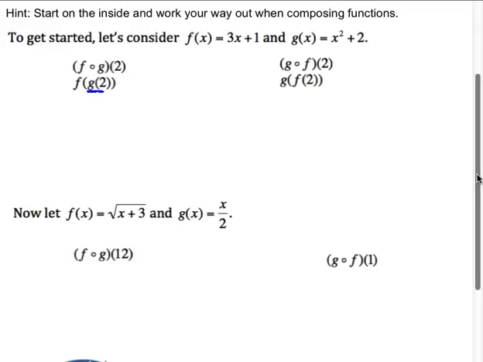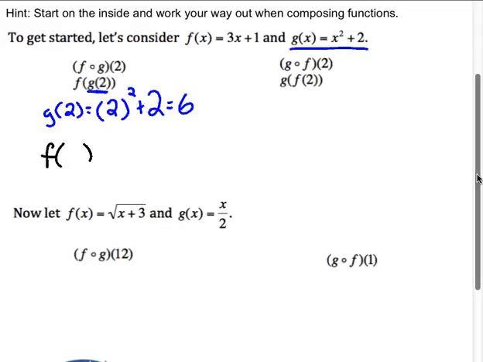So like I said, I want you starting on the inside, okay? So the first thing is calculating that g of 2. So my g function is this. So if I'm calculating g of 2, I'm just going to plug 2 into that function. So 4 plus 2 is going to give me 6. So now the key to this is now that g of 2 is just the number 6.